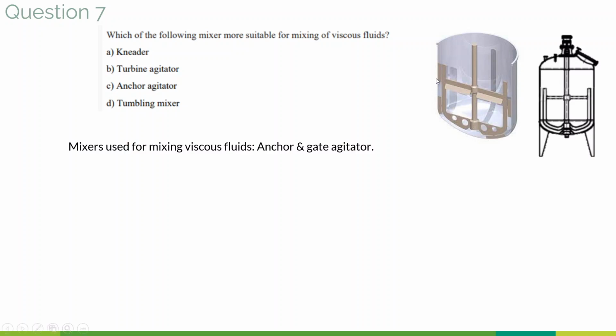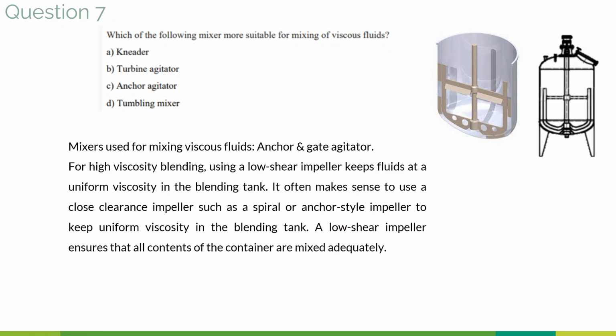So an anchor agitator looks like this, where your agitator is in the shape of an anchor, and these anchor agitators are low shear agitators. For high viscosity blending, we use a low shear impeller that keeps the fluids at a uniform viscosity in the blending tank. The entire purpose of mixing two components is that at any point in the container, the properties of the mixture remain the same, or homogeneous throughout the container.